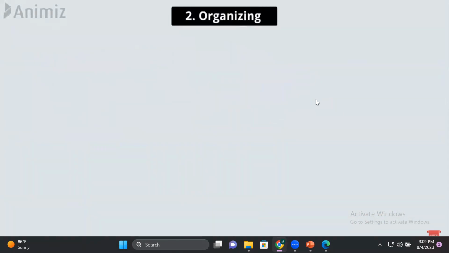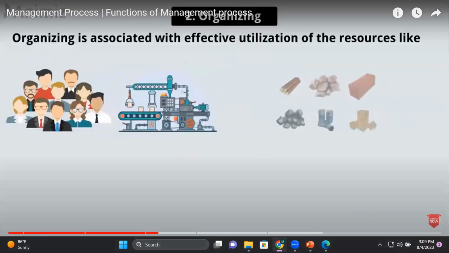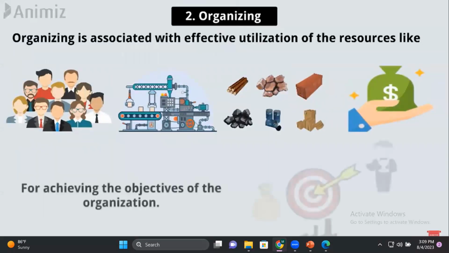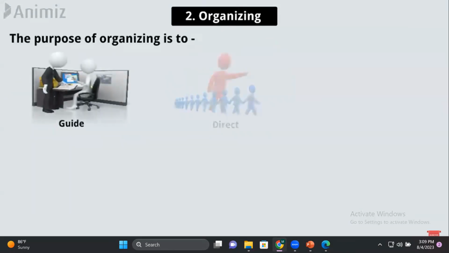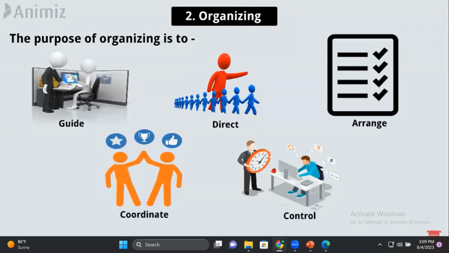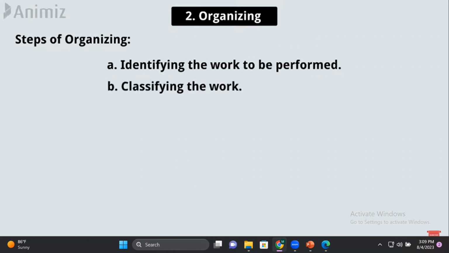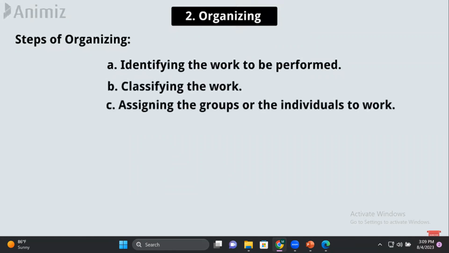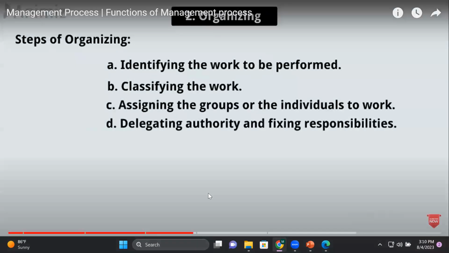Number 2, organizing. Organizing is associated with effective utilization of the resources like men, machines, materials and money for achieving the objectives of the organization. The purpose of organizing is to guide, direct, arrange, coordinate, and control the activities related to production. Steps of organizing: identifying the work to be performed, classifying the work, assigning the groups or the individuals to work, delegating authority and fixing responsibilities.